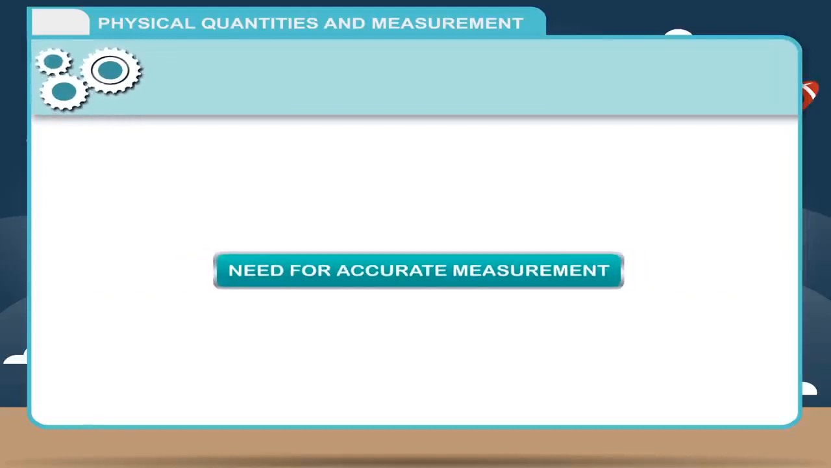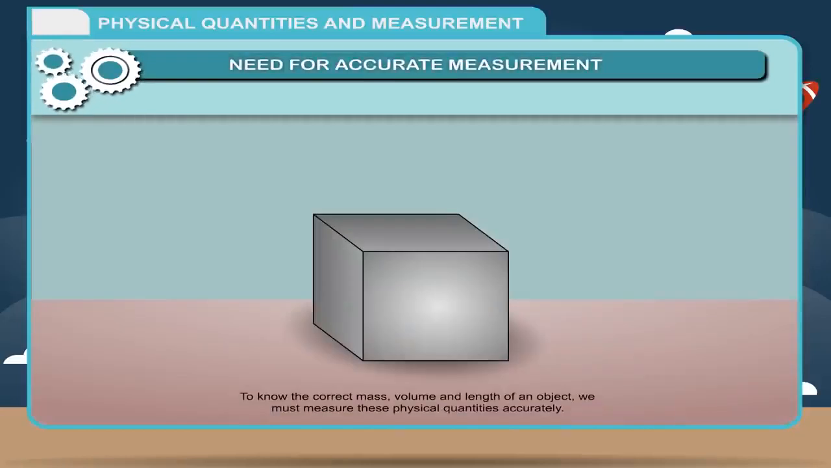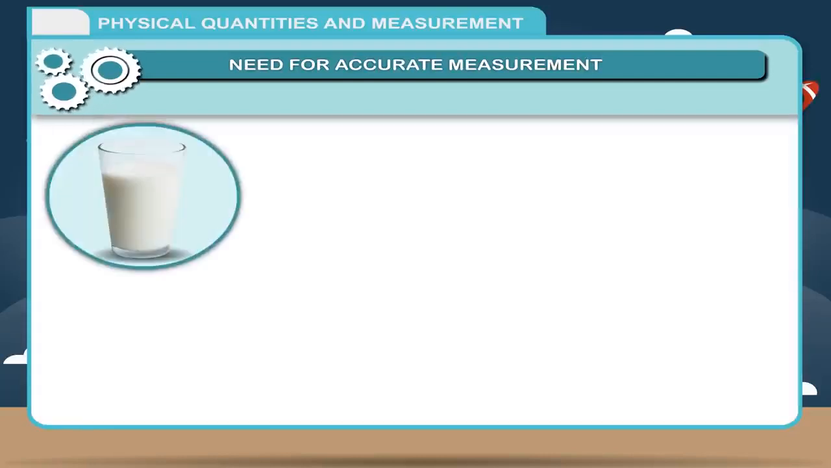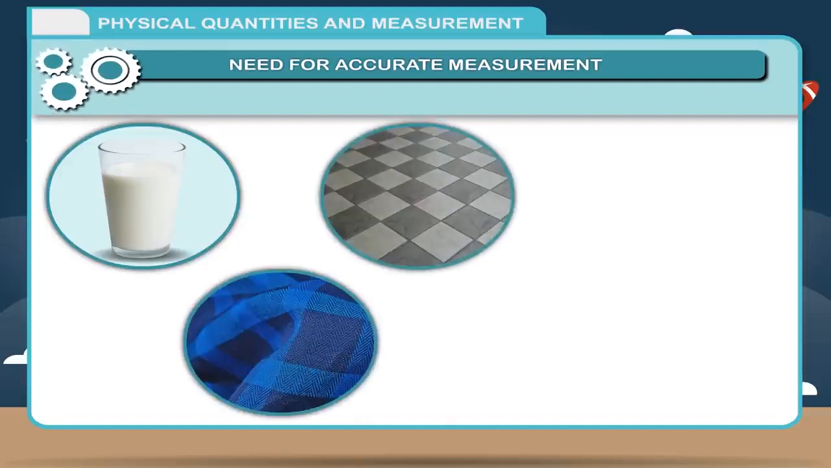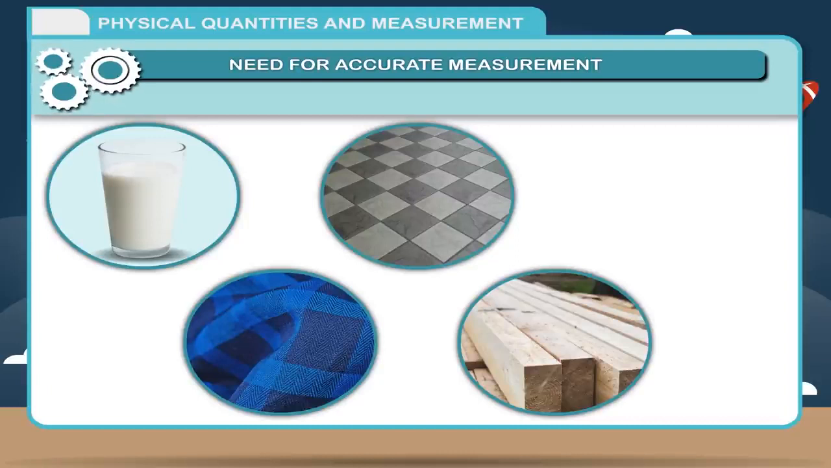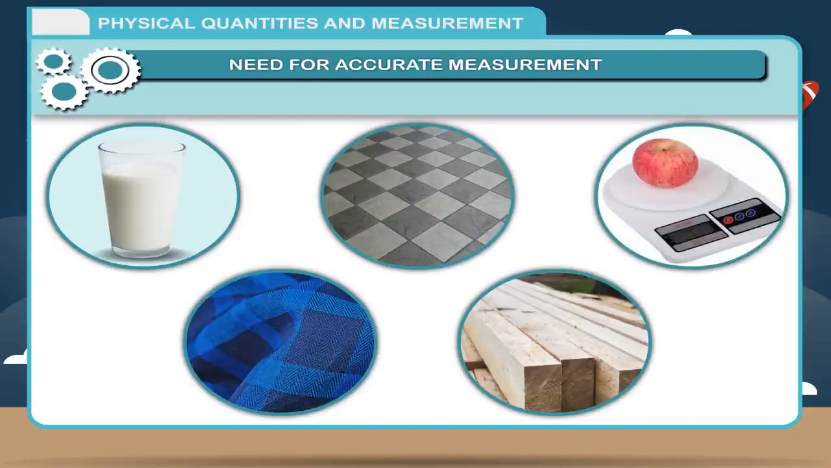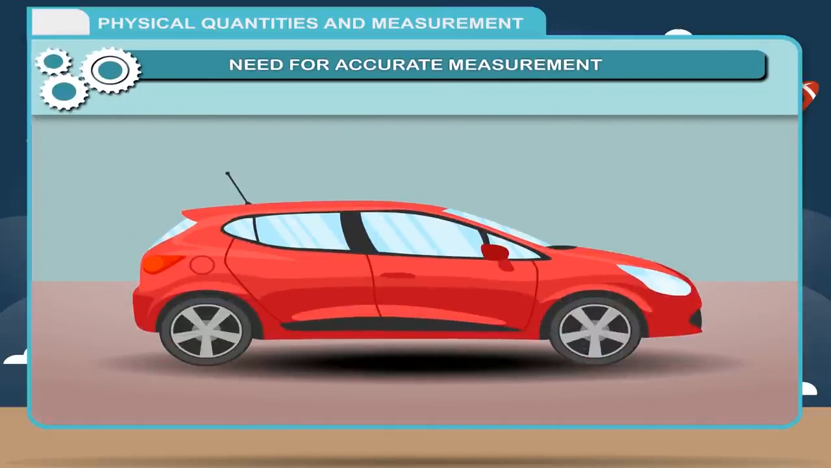Need for accurate measurement. To know the correct mass, volume, and length of an object, we must measure these physical quantities accurately. We purchase milk by volume, cloth by length, floor tiles by area, timber wood by volume, and fruits and vegetables by mass. In the same way, each and every component of a machine should have high degree of accuracy of measurement. What would happen if each part of a machine has its own standard of measurement?